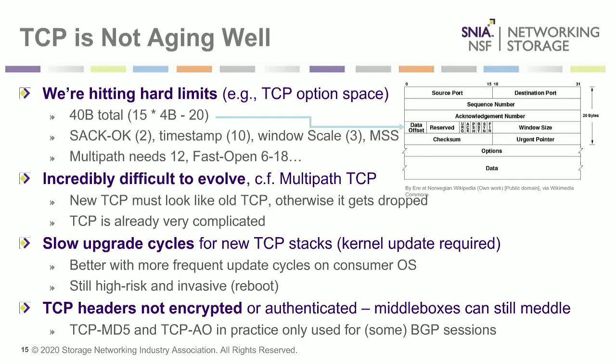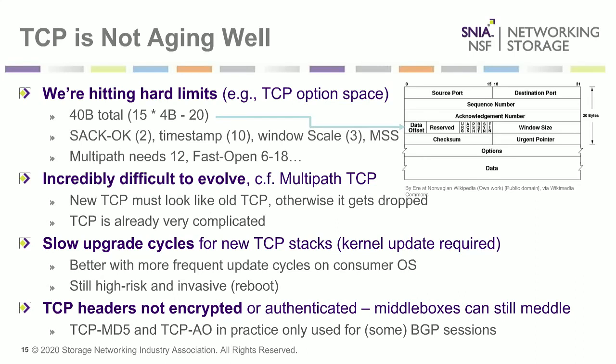And even if we could, I mentioned before, we did multipath TCP. It took us 10 years from the research we did in Europe to getting it shipping with Linux 5.7 now. And most of the time was spent on making it so that the network doesn't break when it sees multipath TCP packets. So basically, your new TCP must look exactly like your old TCP, otherwise it gets dropped. And that makes it very complicated to do something new.